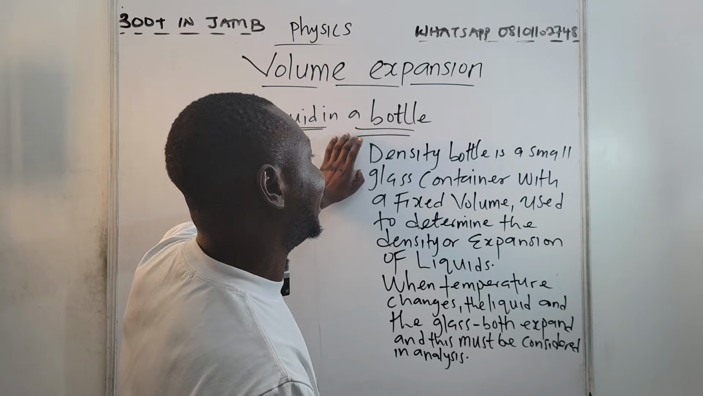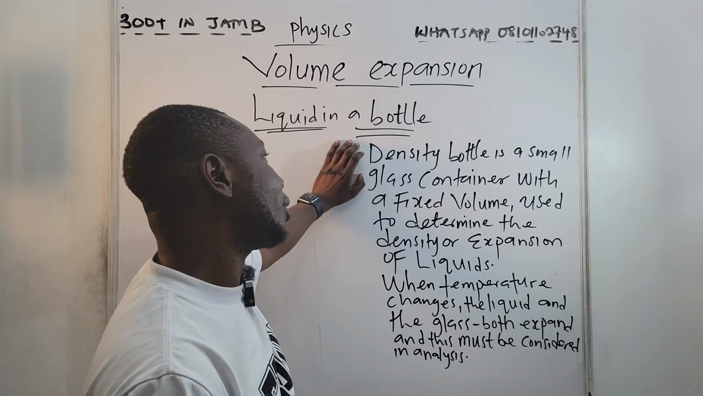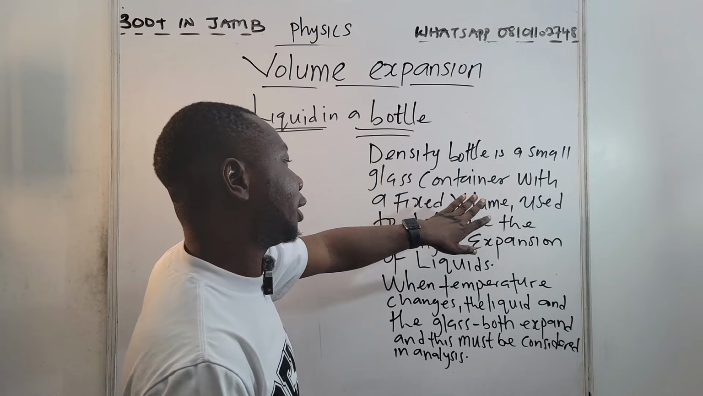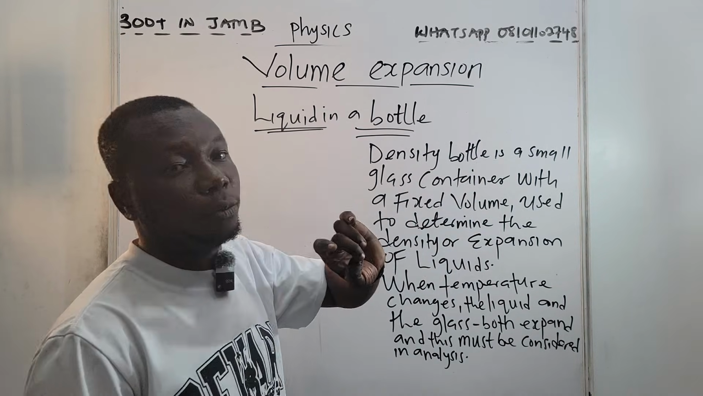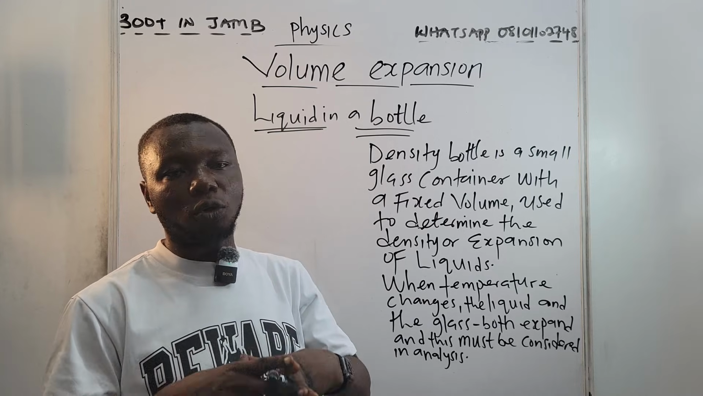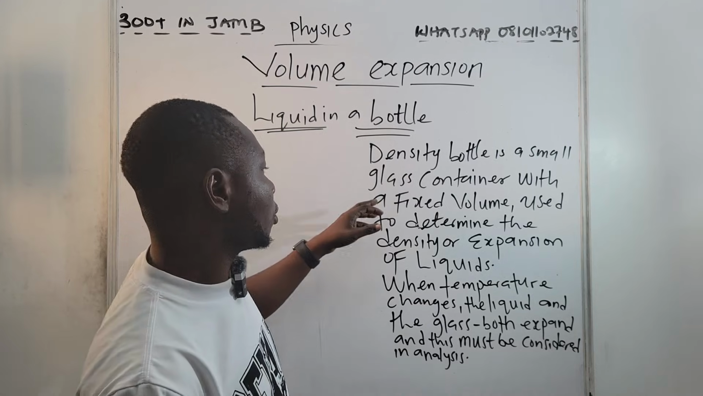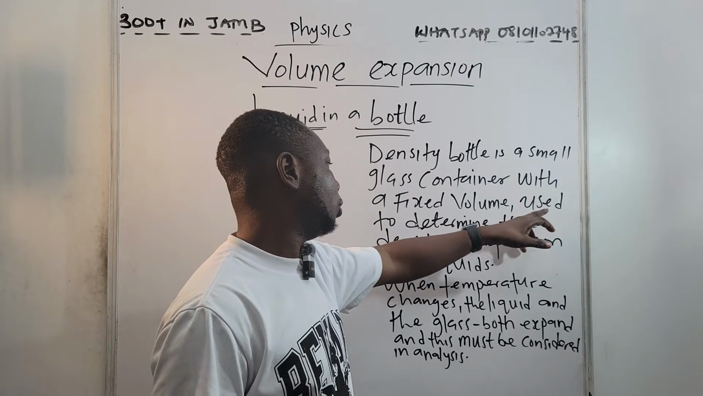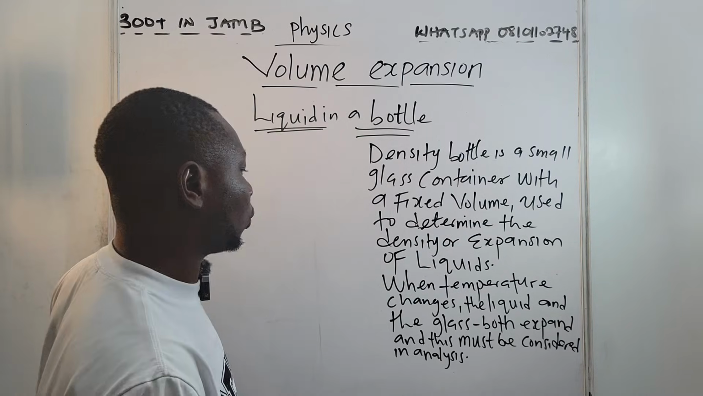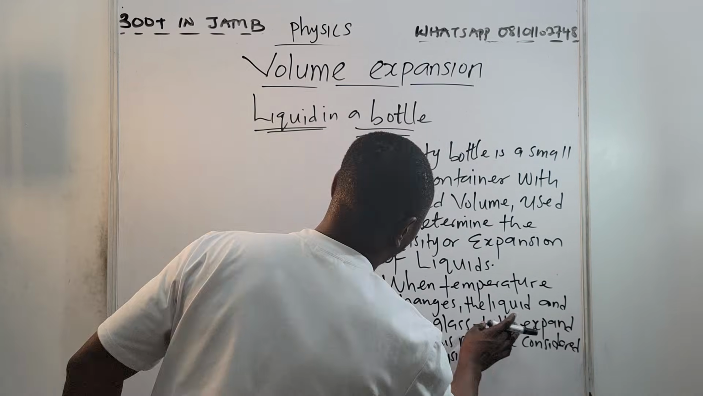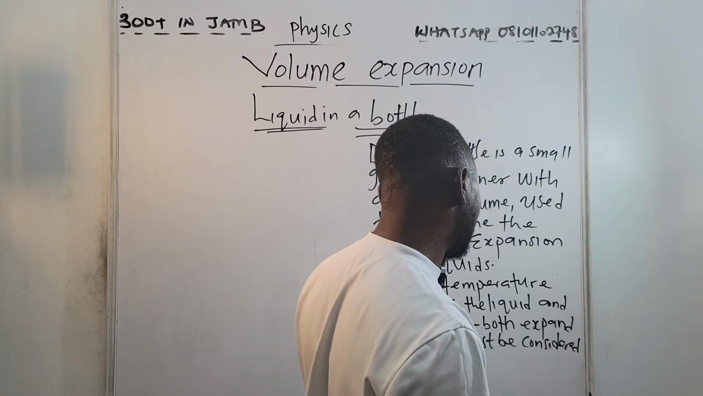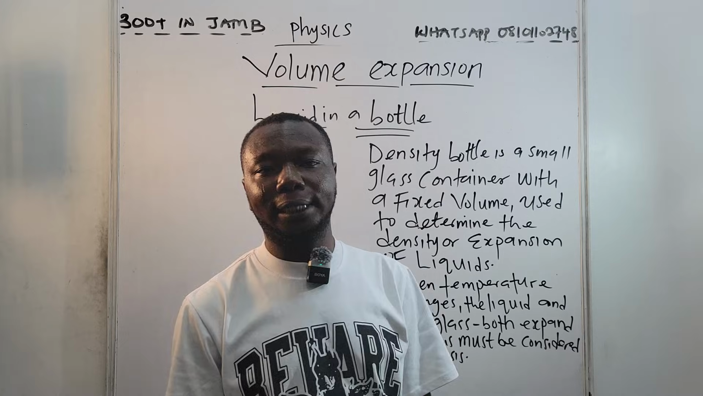So what do we mean by density bottle? A density bottle is a small glass container with a fixed volume. So here the fixed volume is put into consideration. The fixed volume is used to determine the density or expansion of liquid. When temperature changes, the liquid and the glass both expand, and this must be considered in analysis.